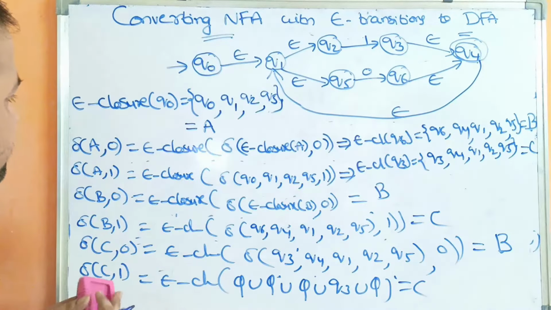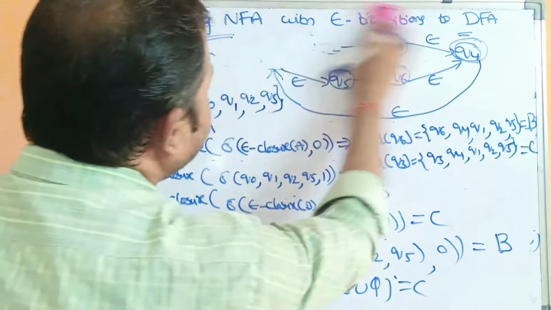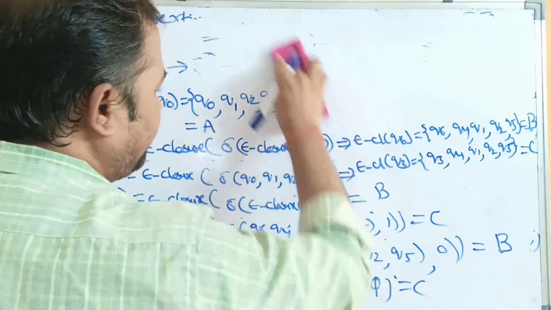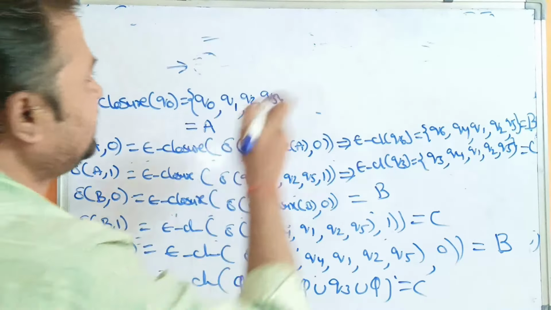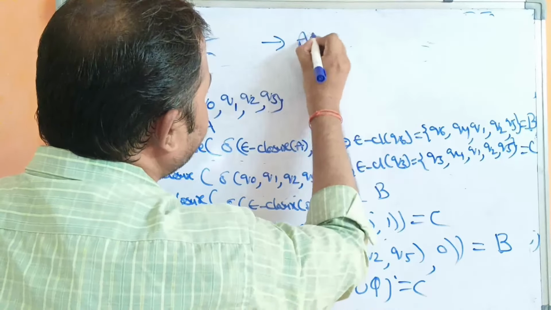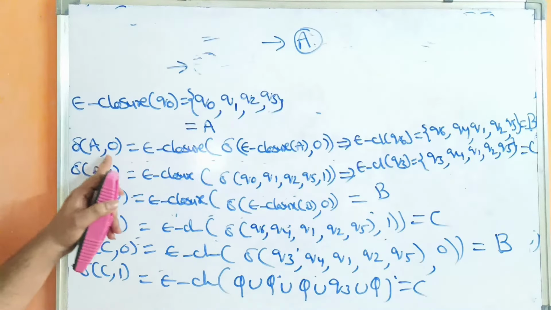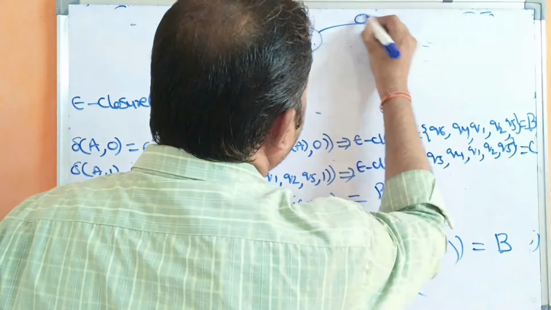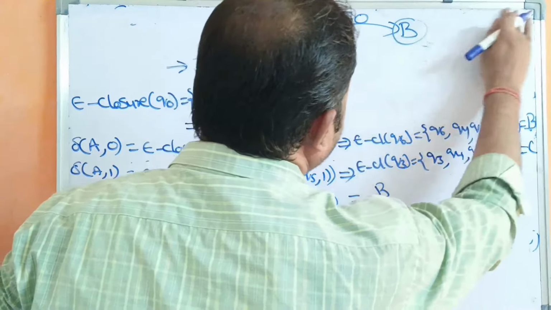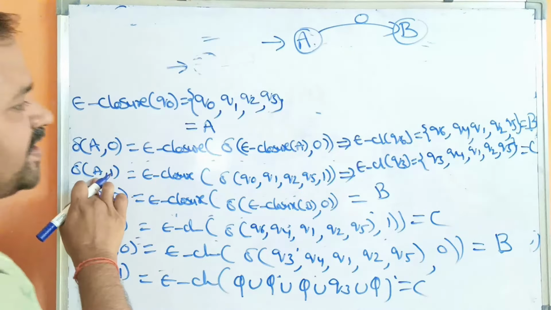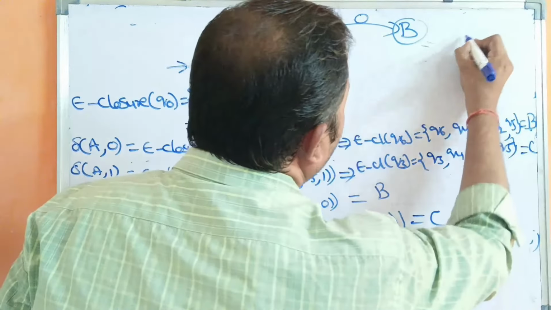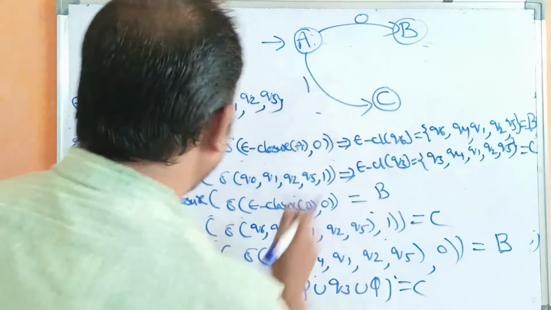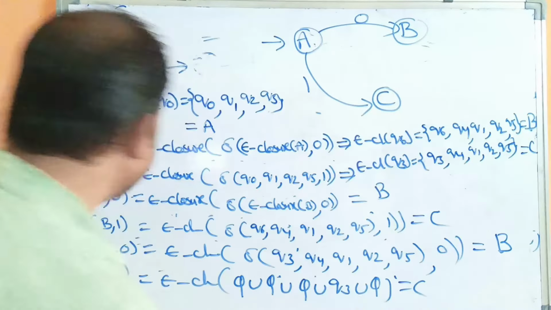So now all the transition functions are calculated. For space constraints, I am erasing this portion. Now let us draw the DFA. So what are the states here? The initial state is A. If we apply 0 on A, then the state is B. If we apply 1 on A, then the state is C. So let us write C here.